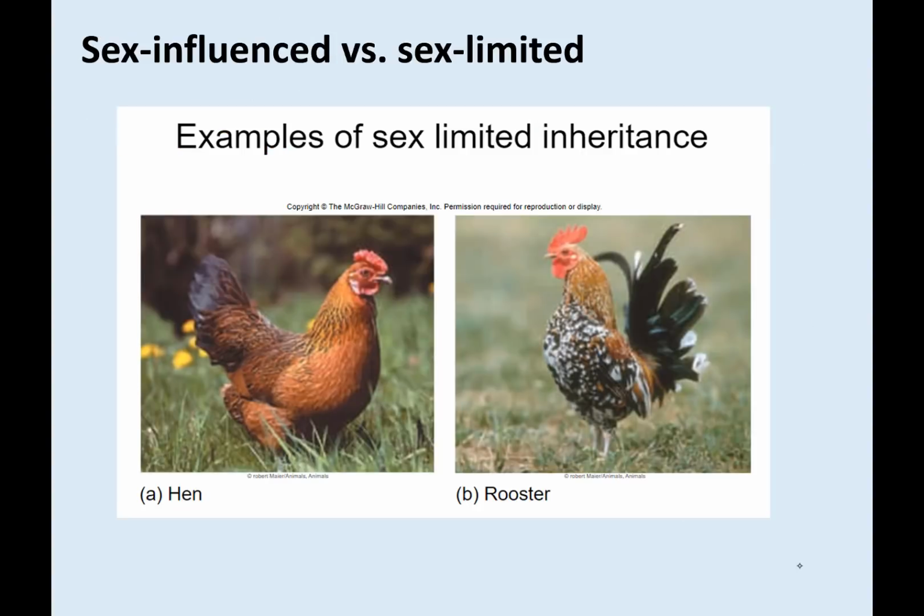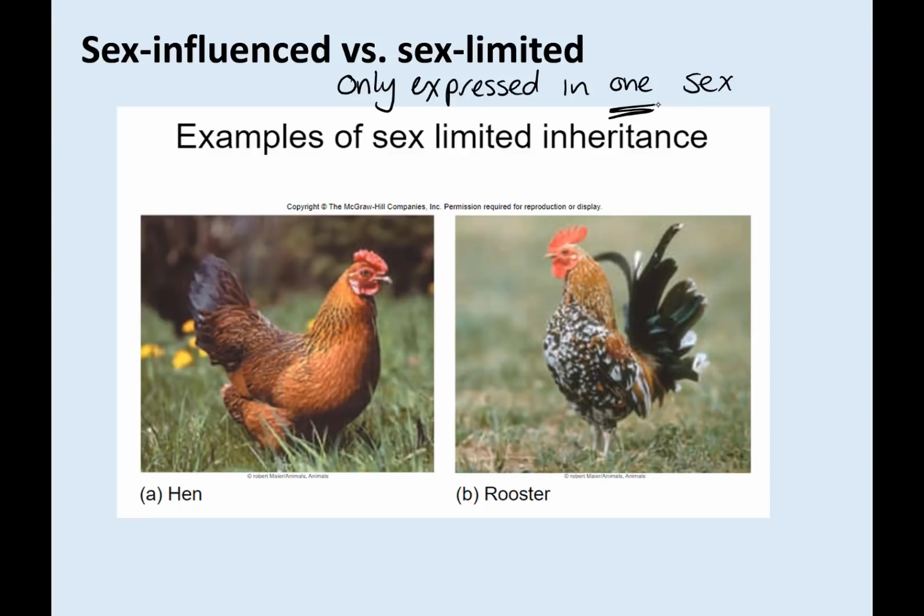Sex limited means it's only expressed in one sex or the other. So there are some examples of feather production in chickens, for example. But one I didn't even think about, but it's kind of like a duh. Okay, milk production in females. Males do not produce milk. Females will produce milk upon pregnancy or the expression of certain hormones.